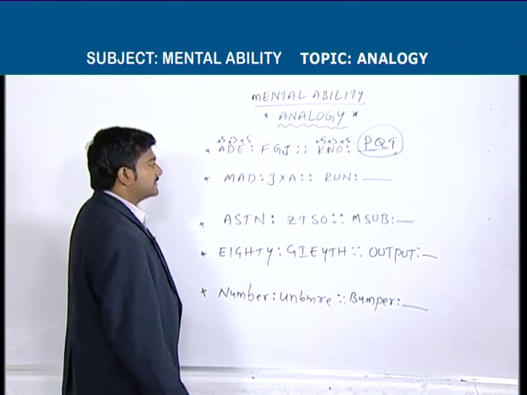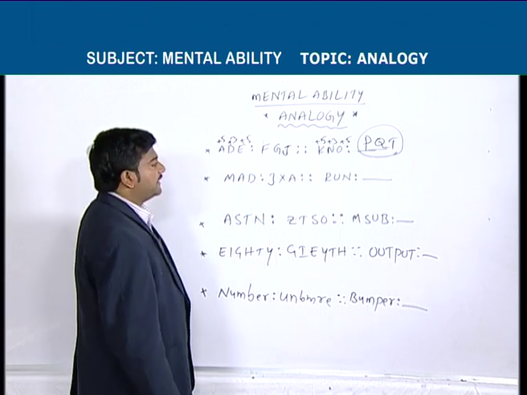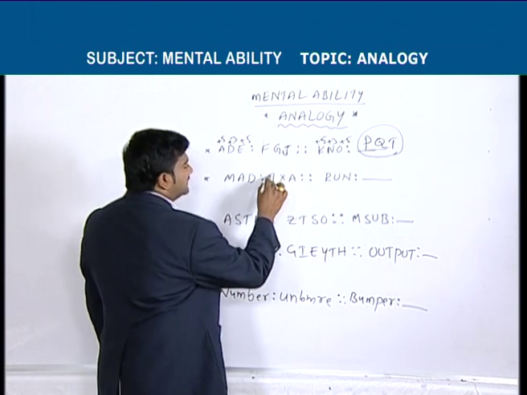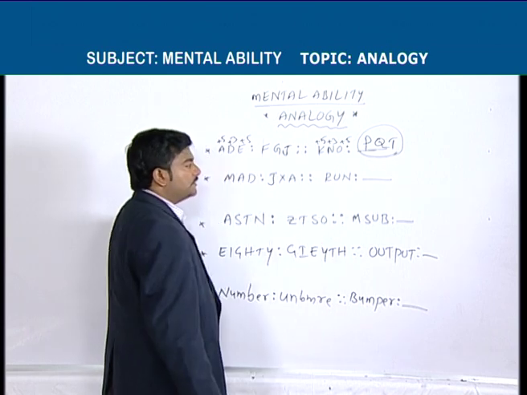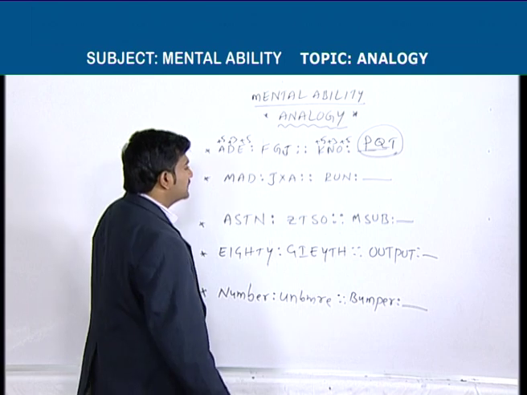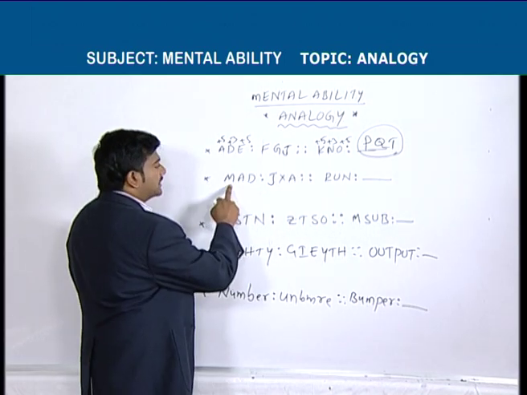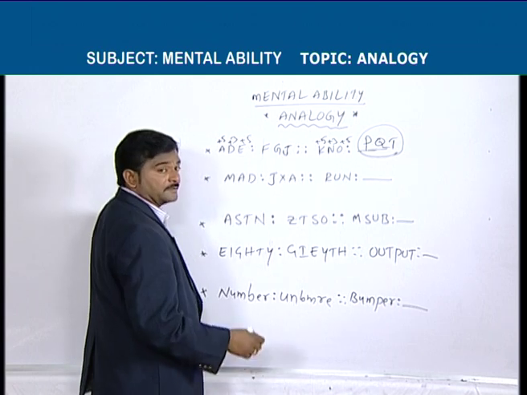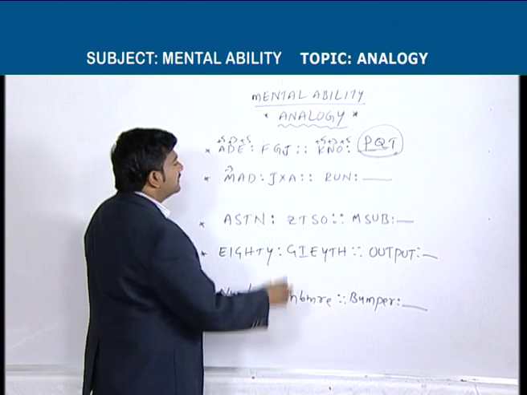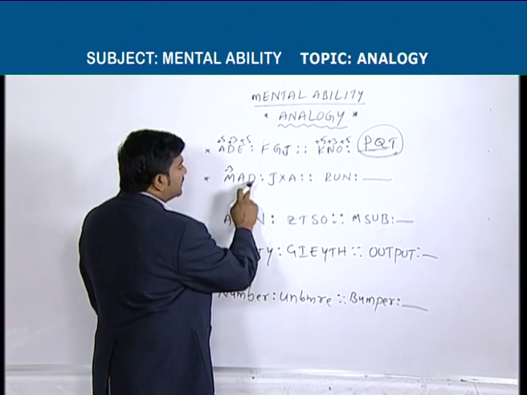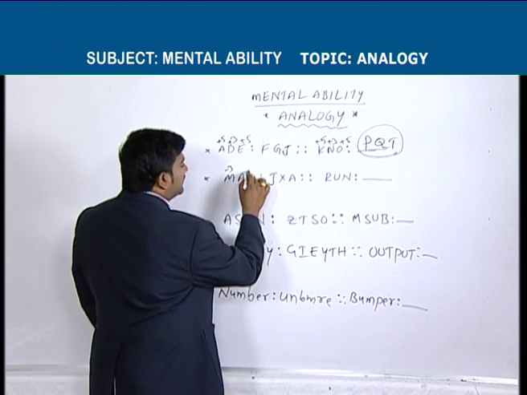Now we will focus on this. This is something interesting. See, observe here. MAD is to JXA as RUN is to dash. See, observe here. M means 13. J means 10. 13 is written as 10. So clearly minus 3. We will keep A aside. Now observe here, D. D means 4. A means 1. Again what is involved here?